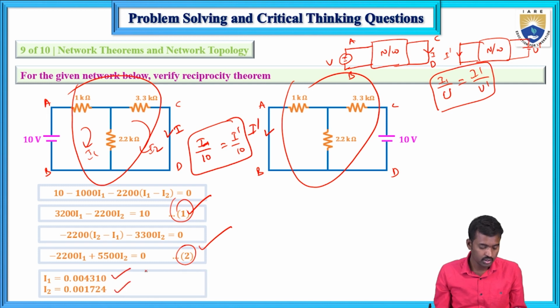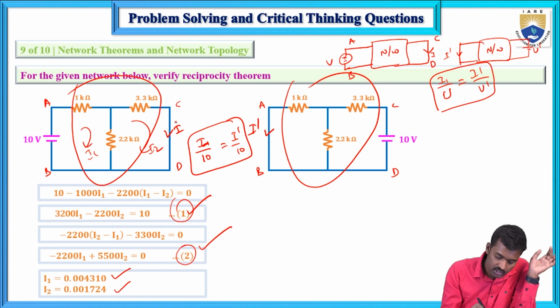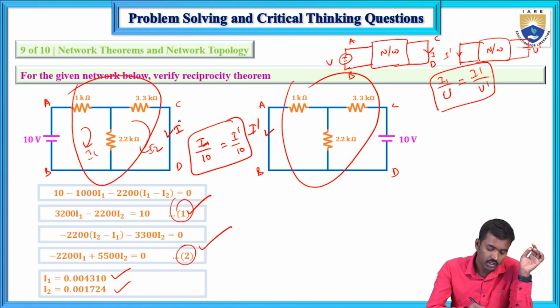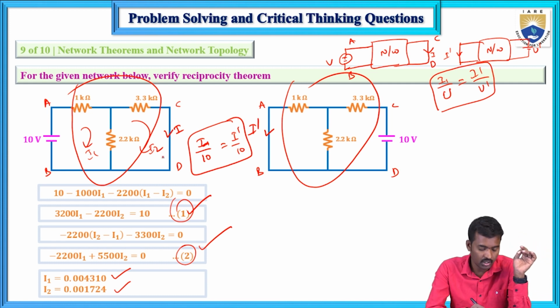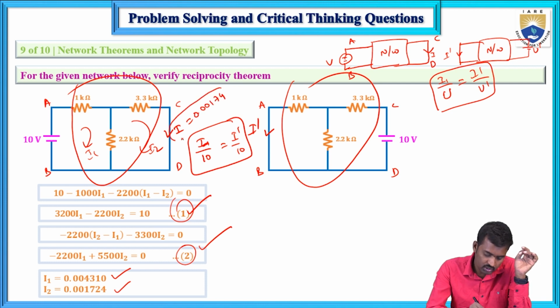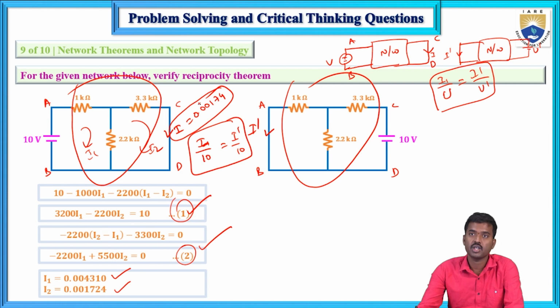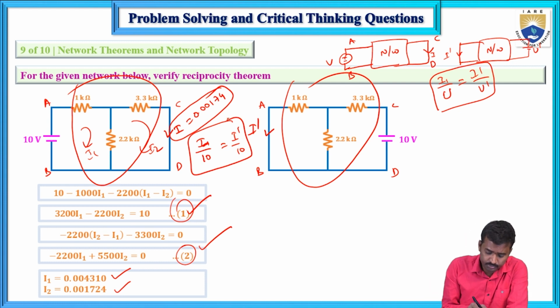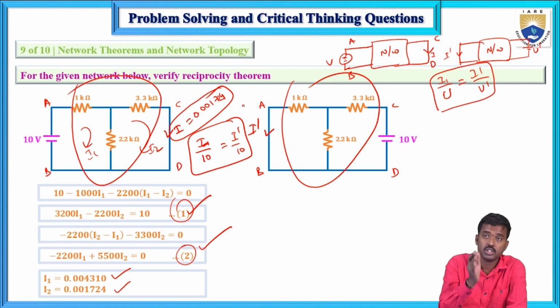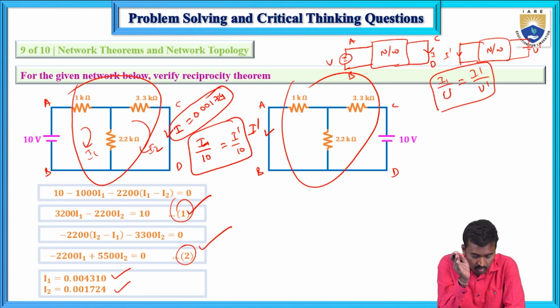I1 equals 0.004310 and I2 equals 0.001724. These are mesh currents. Here we need only this response current. How do you calculate this response in terms of mesh currents? It equals 0.001724, the mesh current, the response current. Now this 0.001724 is divided by 10. That is the first ratio of response to the excitation that we calculated.